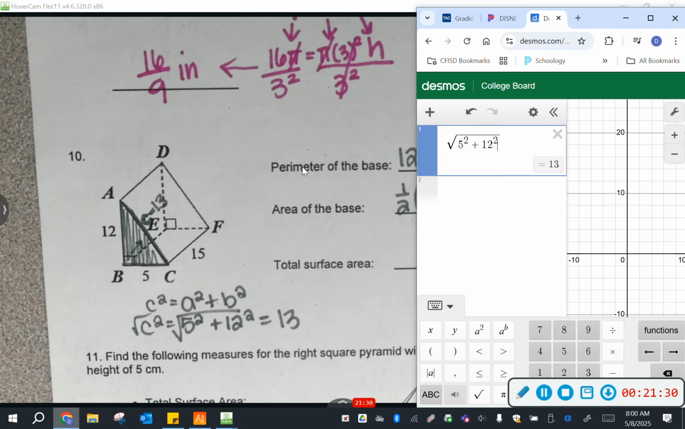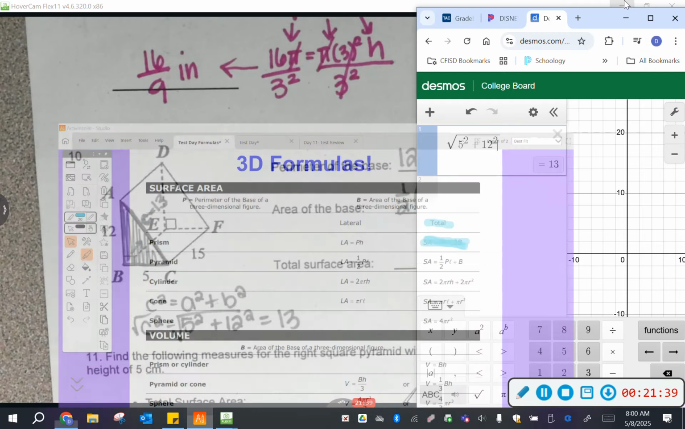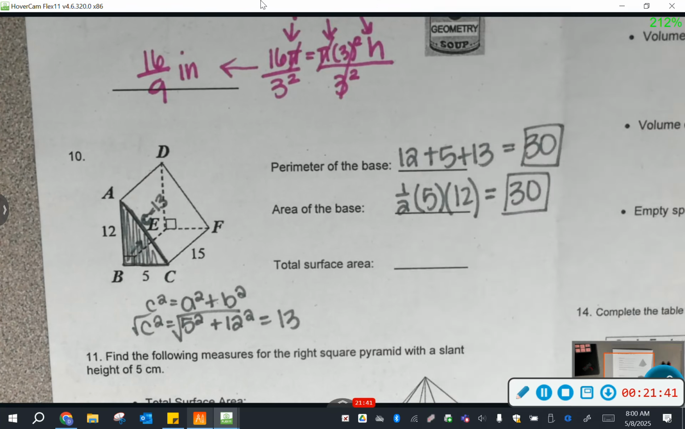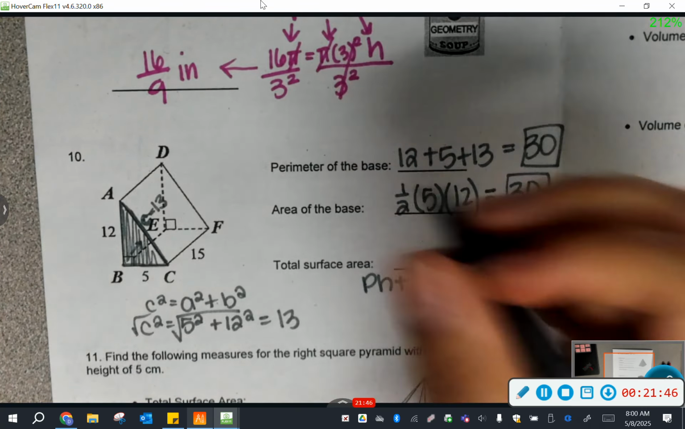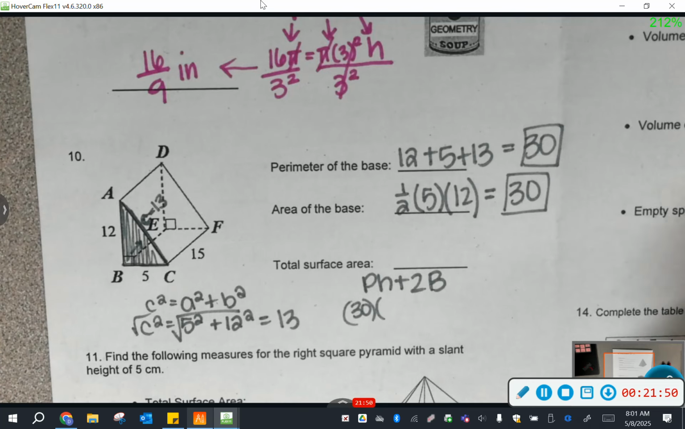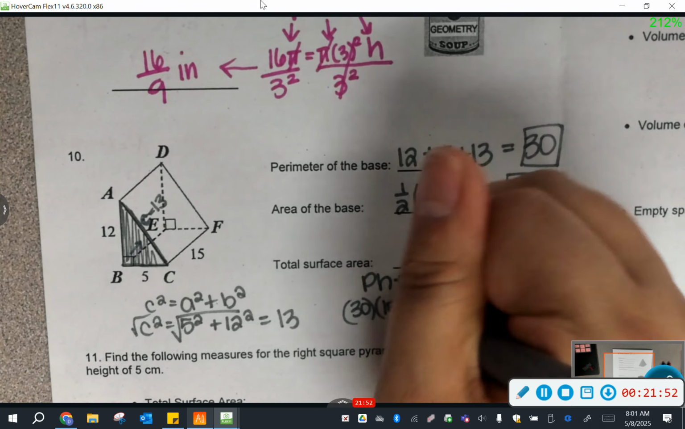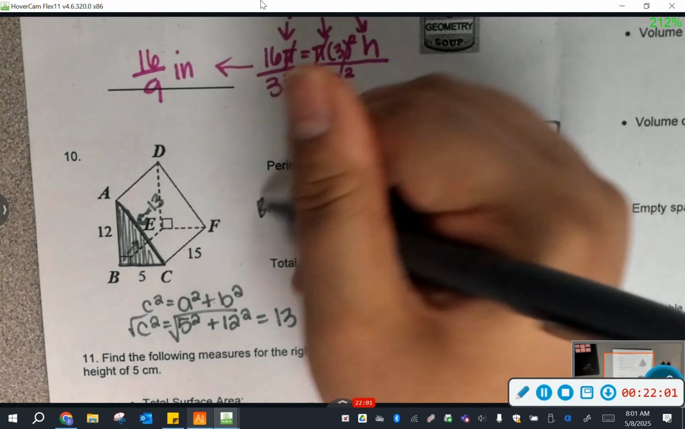Not quite. Total surface area. What shape is that? Prism. Total surface area of a prism is pH plus 2B. I'm just looking at my formula chart. So pH plus 2B is 30 is my P. What's the height of this prism? 15. Plus 2. What's the big B? 30. This is big B. This is P.